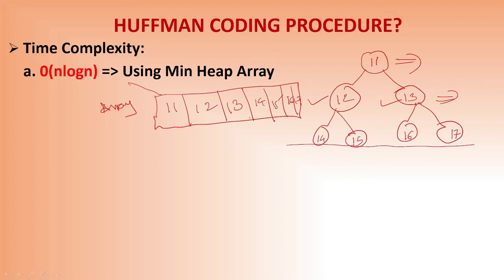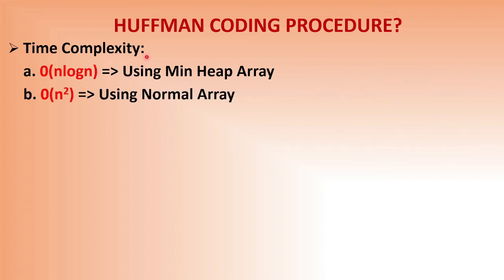algorithm. So Huffman coding time complexity is n log n using a min heap array because at every level there are n passes. And what is the height of the binary search tree? Log n, because every time you divide by 2. So overall the time taken by the Huffman coding algorithm is n log n using a min heap array. Using a normal array, the time complexity of the Huffman coding algorithm is n square.